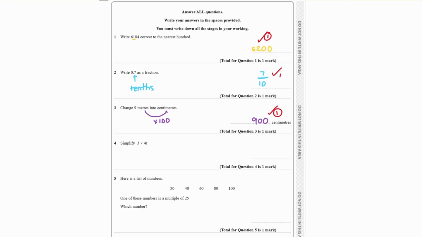Question 4. Simplify 3 times 4t. So if we do 3 multiplied by 4, that gives us 12. So the answer for this is 12t, and this is a 1 mark question too.